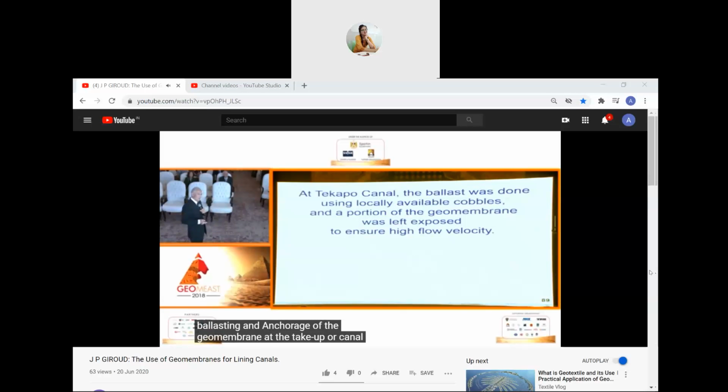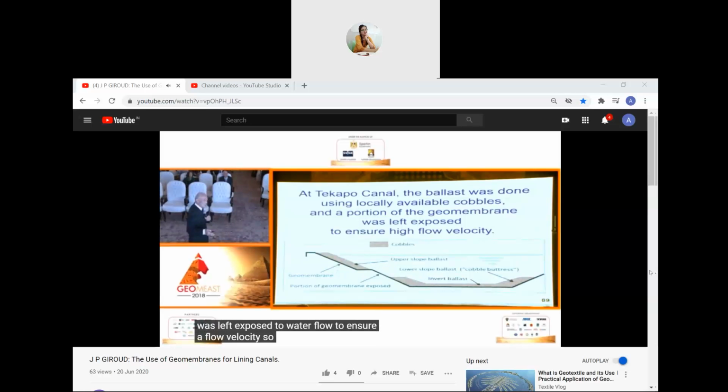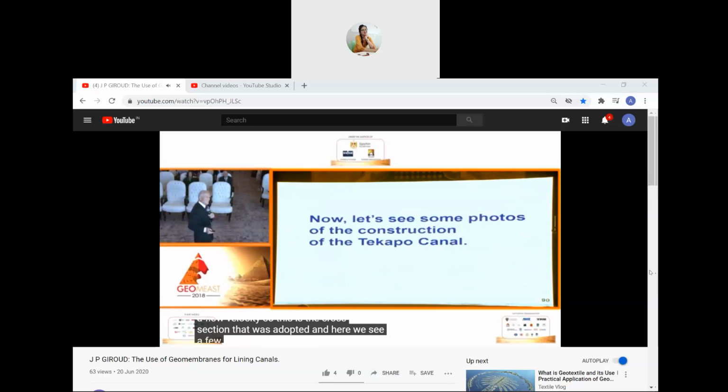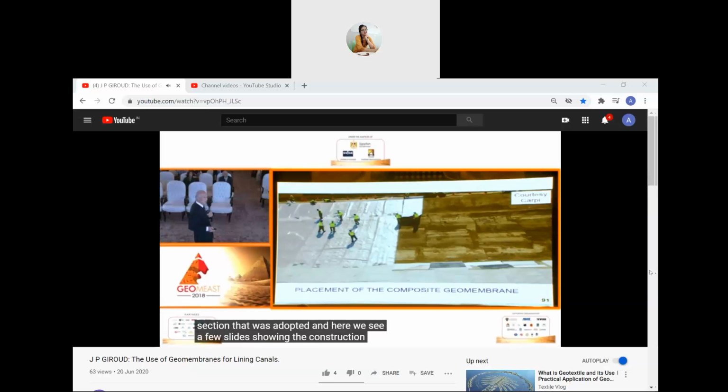At the Tekapo Canal, the ballast was done using locally available cobbles, but a portion of geomembrane was left exposed to water flow to ensure high flow velocity. So this is the cross-section that was adopted. And here we see a few slides showing the construction of this lining of the canal. Here is the placement of the composite geomembrane that was selected.